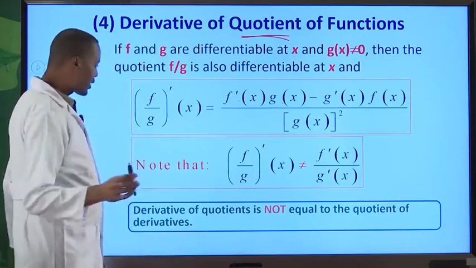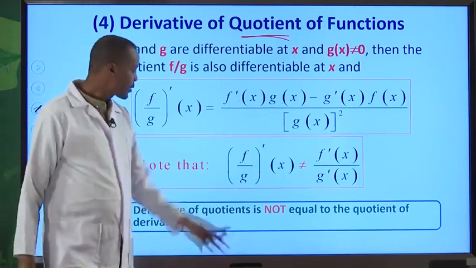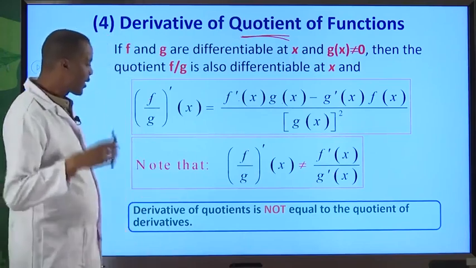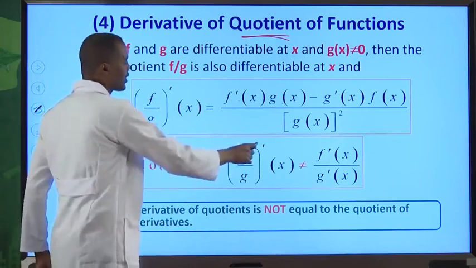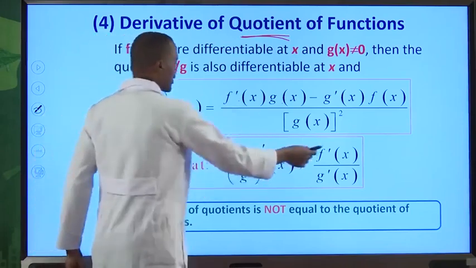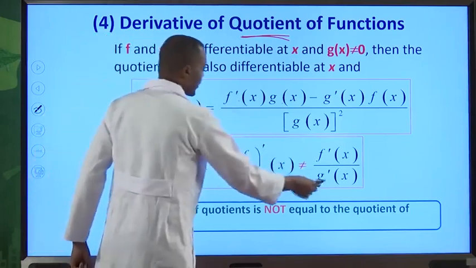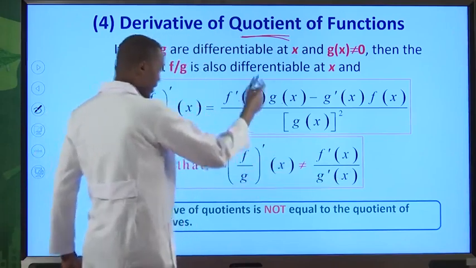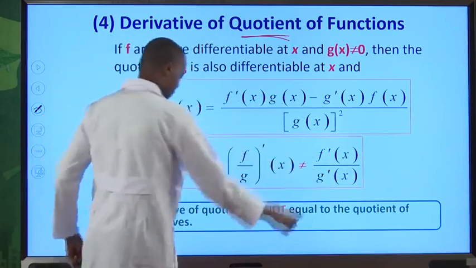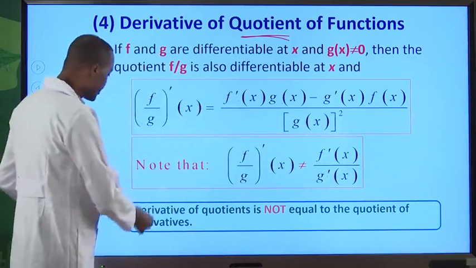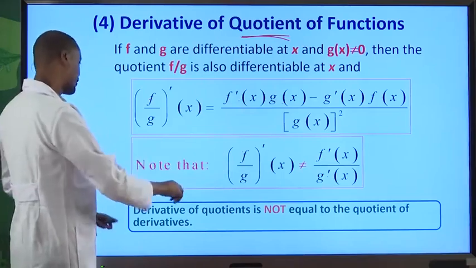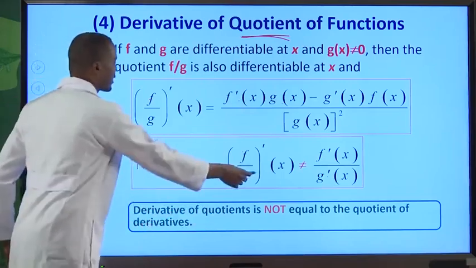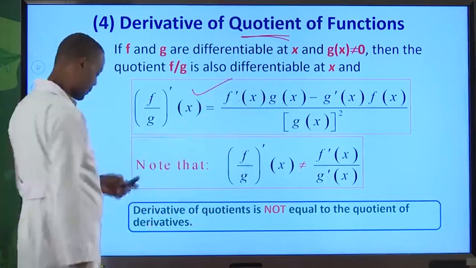You have to note that, because most of the time students make a mistake when they take the derivative. The derivative of f over g is not equal to the derivative of the numerator divided by the derivative of the denominator. It rather goes in this way rather than that way. So generally, the derivative of a quotient is not equal to the quotient of derivatives. It's not like that, but rather like this.